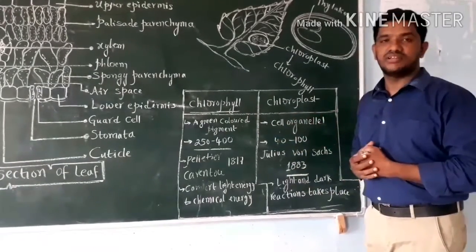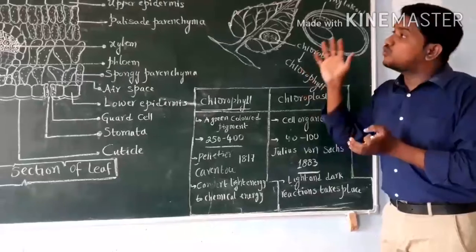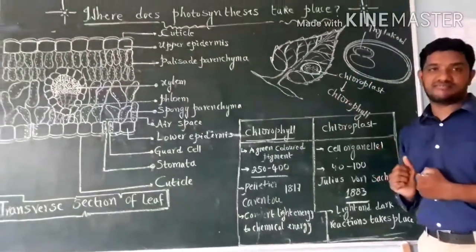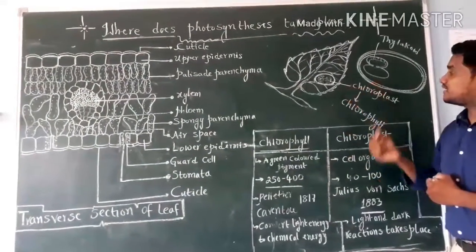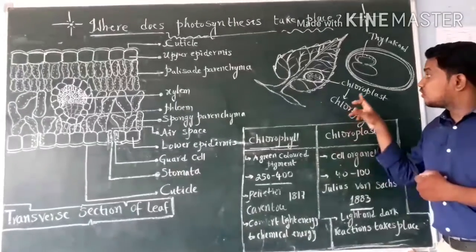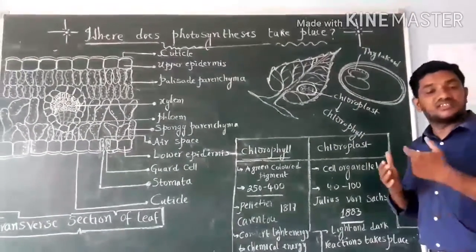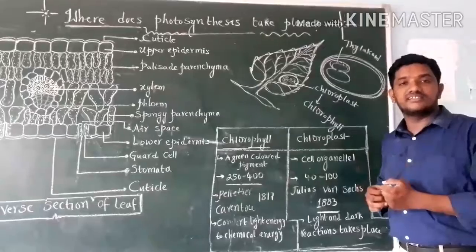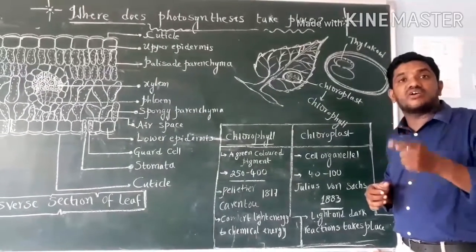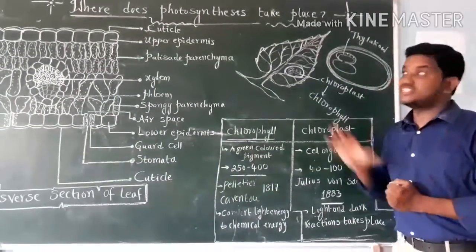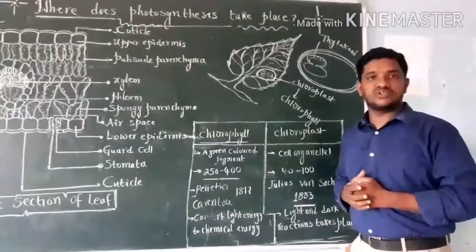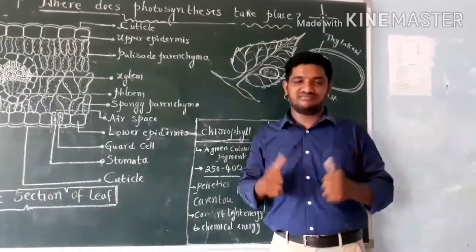So finally, photosynthesis takes place inside the chloroplast, in the chlorophyll. These chlorophyll pigments are present in the membrane of the thylakoid of the granum. This is the concept. Thank you very much.